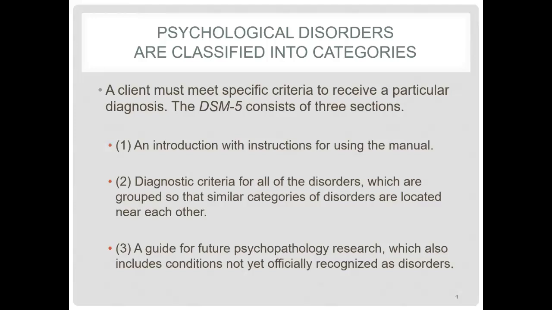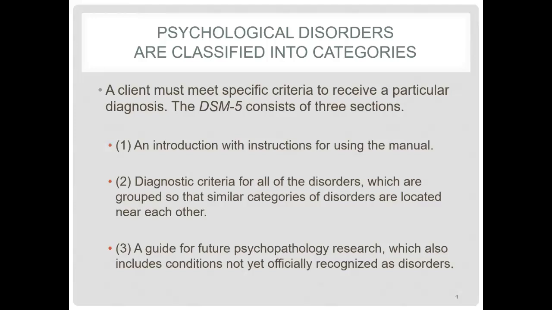In order to have a diagnosis, a client must meet very specific criteria. And we use the DSM-5 to diagnose patients and clients. The DSM-5 has 3 sections. The first is an introduction to the manual itself, with instructions on how to use it. The second is the diagnostic criteria for all of the disorders recognized as psychological disorders, and these are grouped by similar categories of disorders.